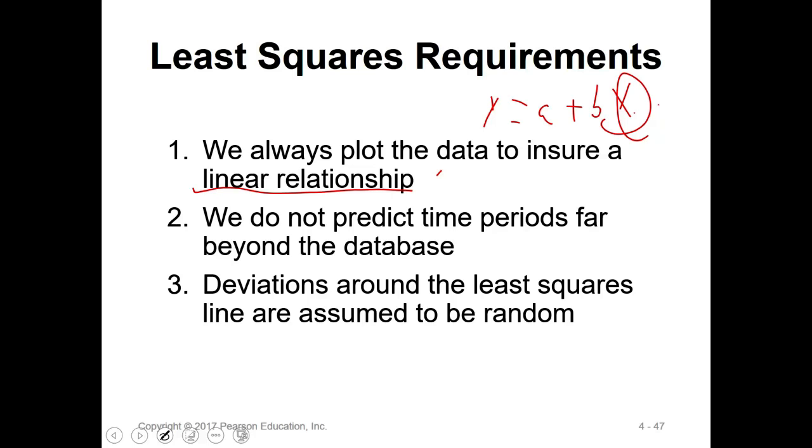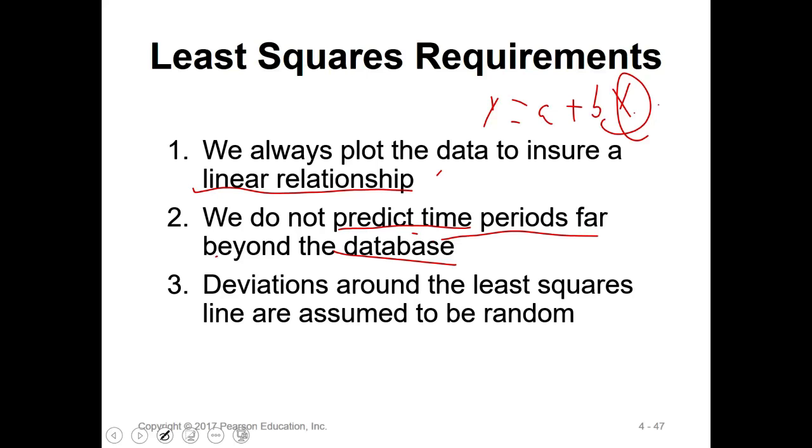So we do not predict time periods far beyond the database. You cannot use the existing 7 years of data to predict 10 years later. No. You only predict something in the near future, in year 8 or year 9. You don't want to predict 10 years later. So it should be close to the database, predicting the time in the near future.